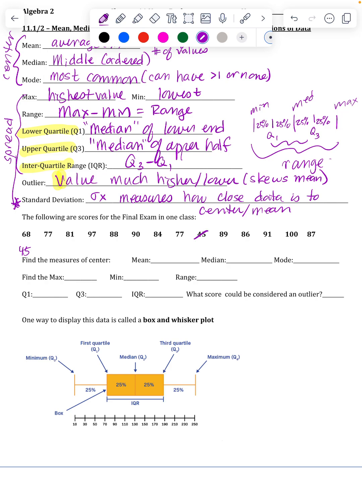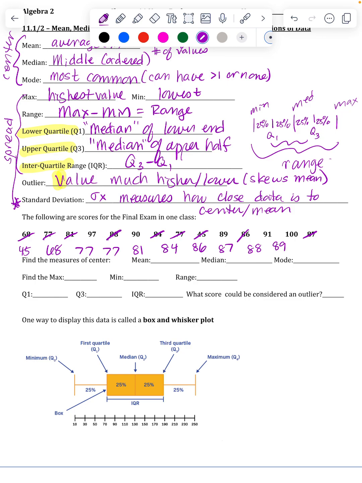And to keep track, I usually cross them off. So then I've got that guy. I have a 77 that's next. And I actually have a second 77. So I'm going to get rid of that. Then my next lowest number is an 81. I'm crossing them off so I can keep track of what I've already used and what I'm still looking for. Got an 86, then an 87, and then I've got an 88. Just going through my data set.